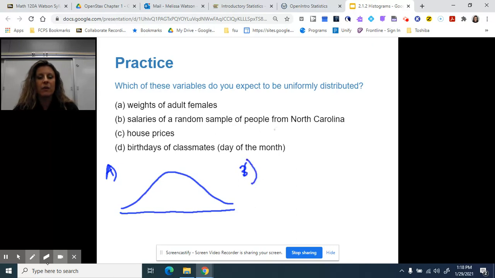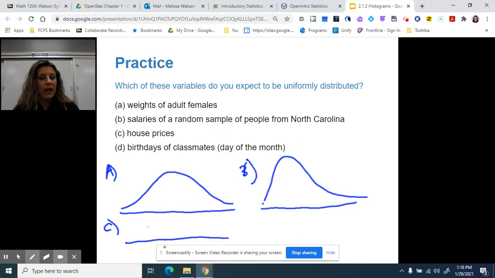Salaries of a random sample of people in North Carolina. So if we think about salaries, we probably have more people on the lower end than the people who are making millions. So our distribution is probably right skewed. For C, house prices. Again, I would anticipate that house prices, there's more in the lower level, and then there's some very expensive multi-million dollar homes. So I would anticipate another right skew.